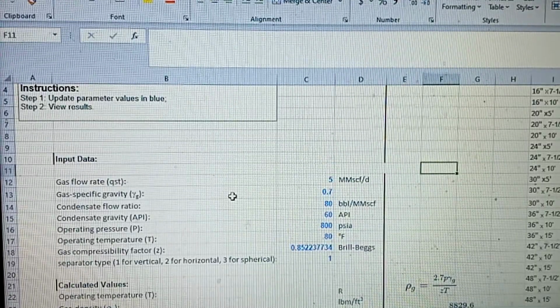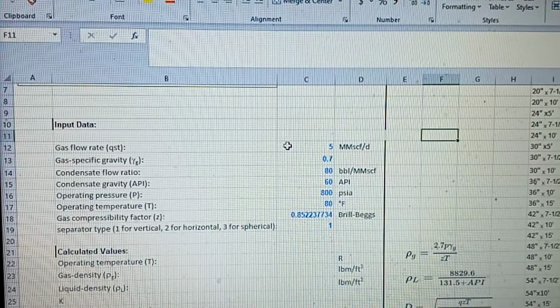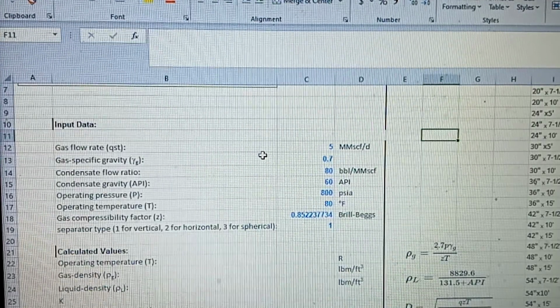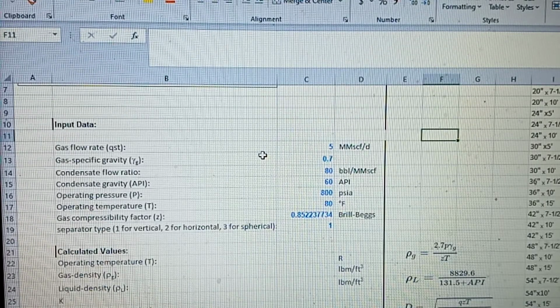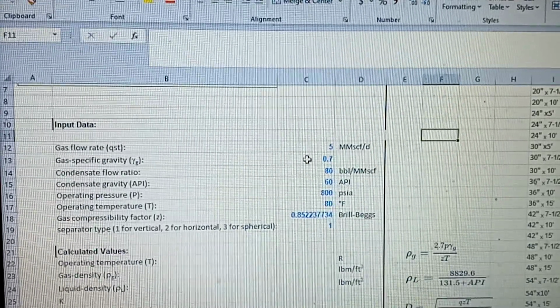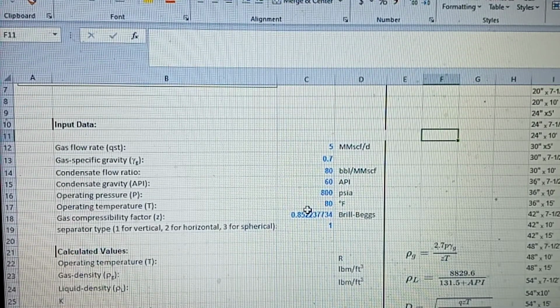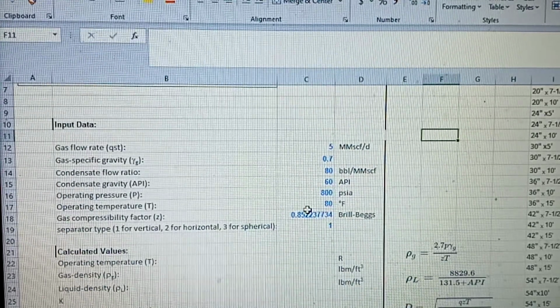You're going to be given the input values, first the gas flow rate. Now you need a separator that has enough capacity to handle both the liquid and the gas, so we are designing for both. Now I will explain how the calculation works. First of all, you calculate the size of the diameter based on the gas flow rate. Then you will check whether it can handle the volume of the liquid.